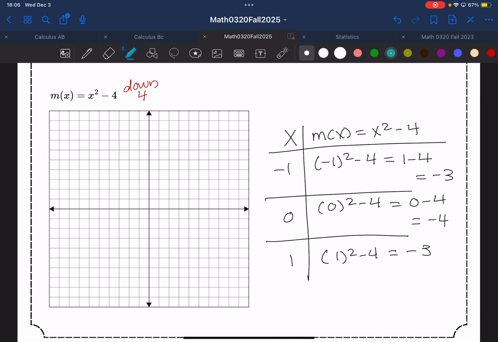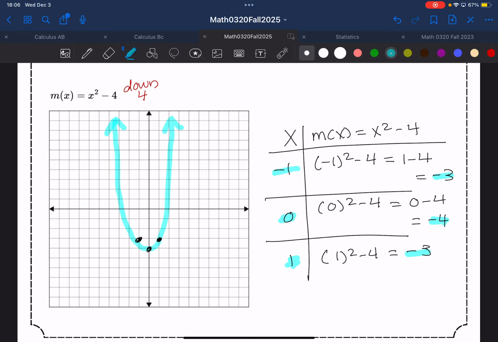So then I'm going to take these points, so negative 1, comma, negative 3, 0, comma, negative 4, and 1, comma, negative 3, and plot them on my graph. Okay, so negative 1, negative 3, 0, negative 4, and then 1, negative 3. And then I'm going to draw that parabola.